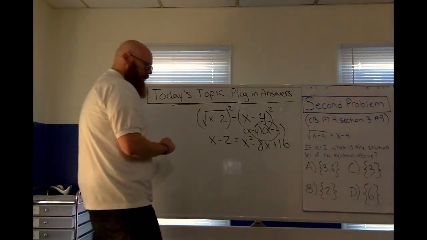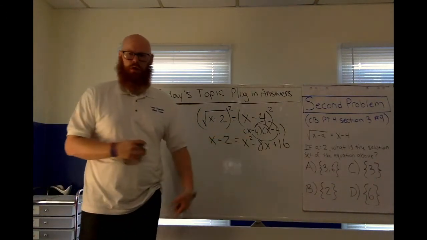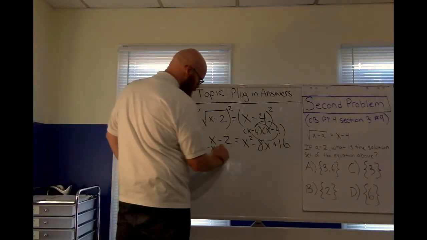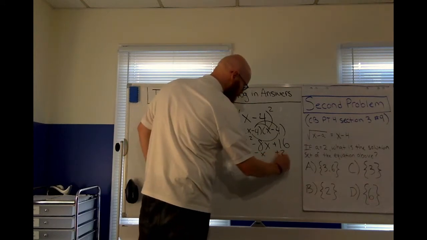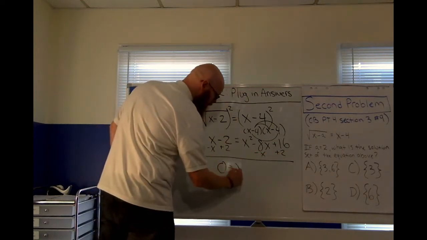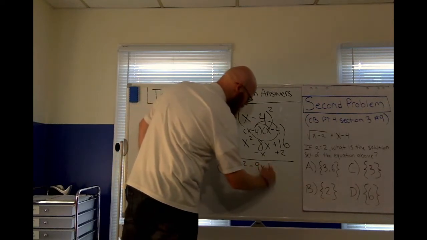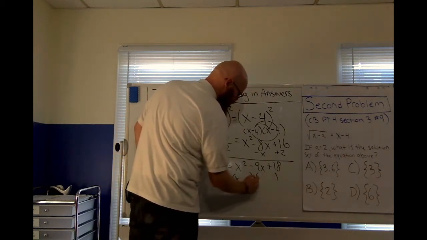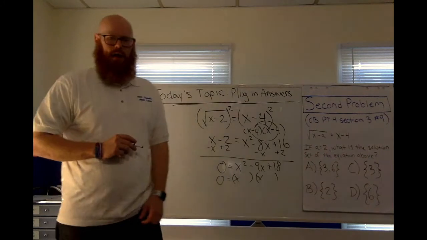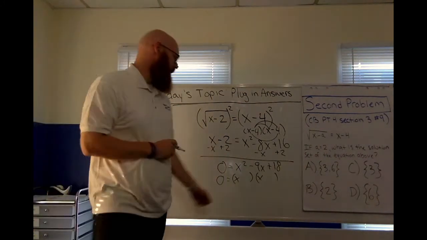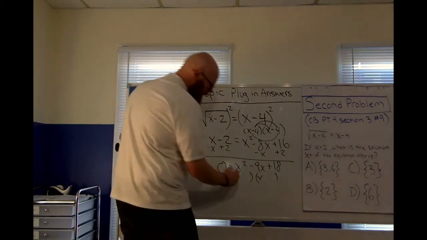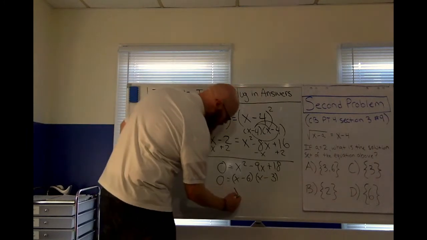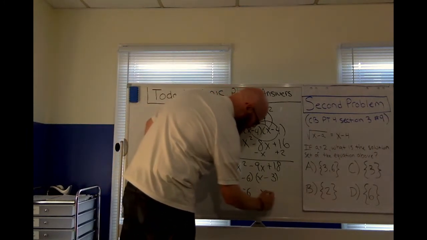All right? And then we have a quadratic. When you have a quadratic, you want it to equal 0. So we move the x and the negative 2 to the other side, and we end up with 0 equals x squared minus 9x plus 18. Now we factor. We're looking for two numbers that multiply to 18 and add up to negative 9. That gives us negative 6 and negative 3. So therefore, our two solutions are x equals 6, x equals 3.